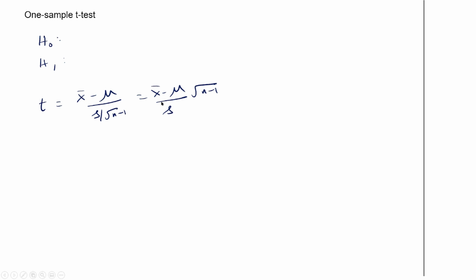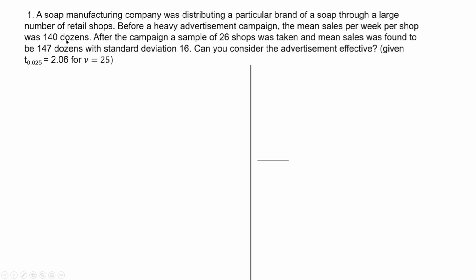Now here, based on what is given in the question, x bar, mu, s and n, we have to find the value of t and we have to check whether this value of t lies in the interval minus t alpha by 2 to t alpha by 2 for n minus 1 degrees of freedom. If this value of t lies in this interval, then we accept H0. If it does not lie in this interval, then we reject H0. Accordingly, we have to write the result. And now let us start with some of the questions on t-test.